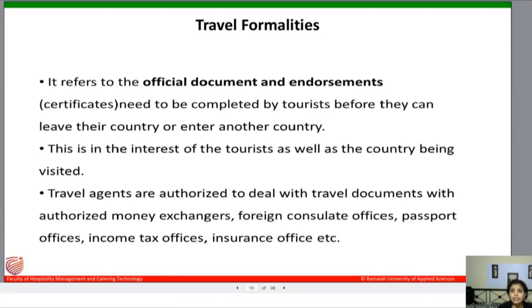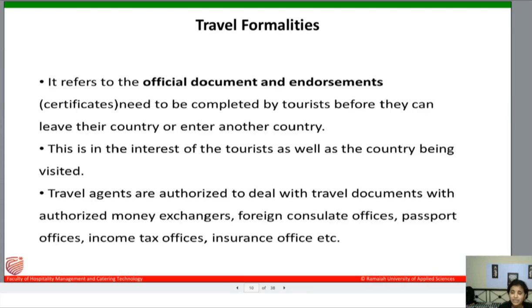Travel formalities are the documents, official documents and certificates which are required by the travelers to carry. It is but obvious that there would be major few documents which everybody knows. One is the passport, second is the visa, third is the travel tickets, fourth is the insurance, which a layman knows about. But there are other documents which are also required when a person travels.